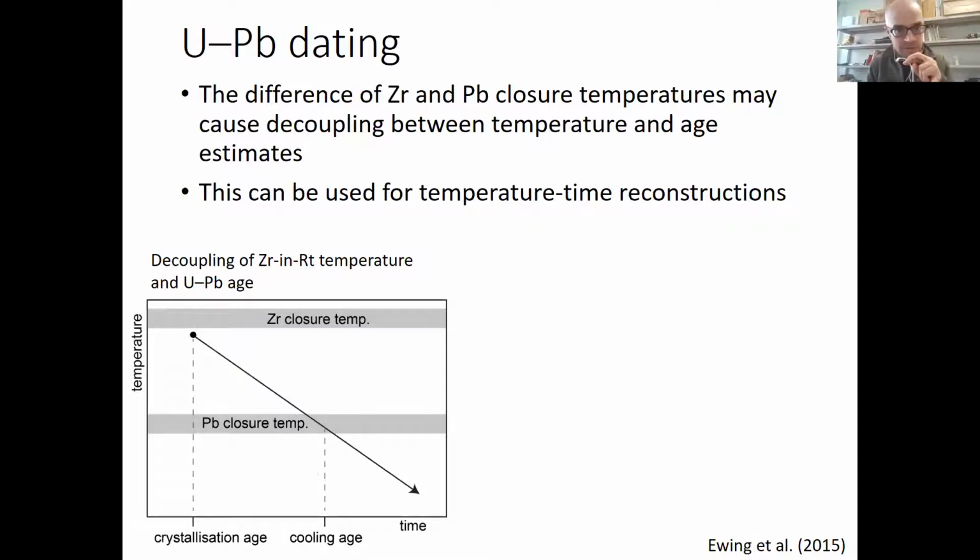Now, the last point I would like to mention about this is that because there's a difference in zirconium and lead closure temperatures, this can cause a decoupling between the temperature and the age estimates. For example, if you consider crystallization of rutile at temperatures above the lead closure temperature, this is where lead can diffuse in rutile, but zirconium cannot. And then you assume that rutile cools down with time along this black arrow until it crosses the lead closure temperature. Until the rutile is above the lead closure temperature, the lead will diffuse and the age will be reset progressively. And so in this case, the age will be set at the moment where the rutile crosses the lead closure temperature. So what we will have is rather a cooling age rather than a crystallization age.